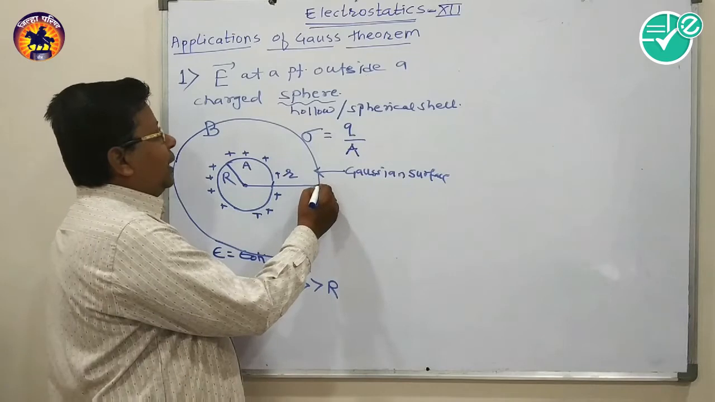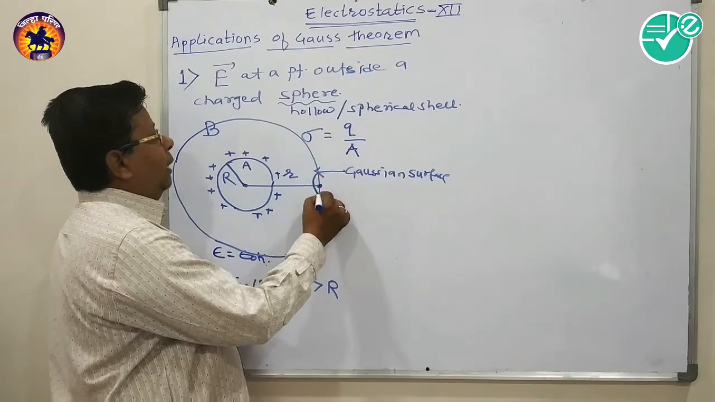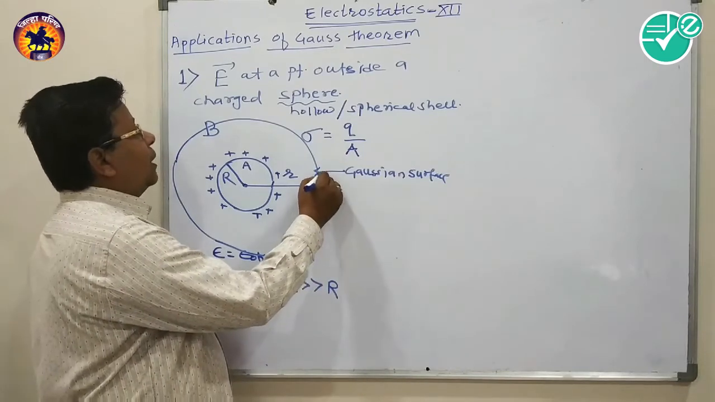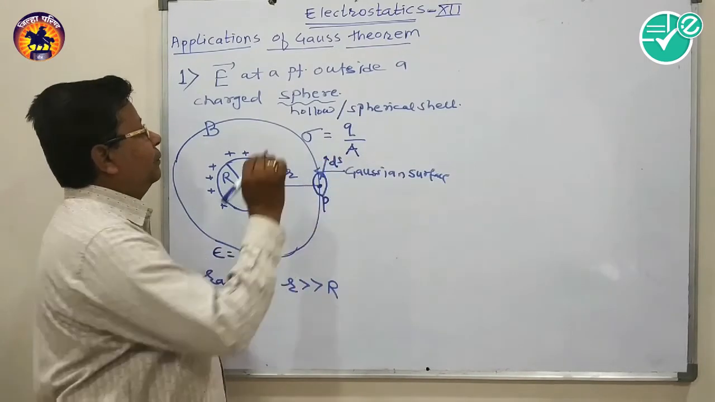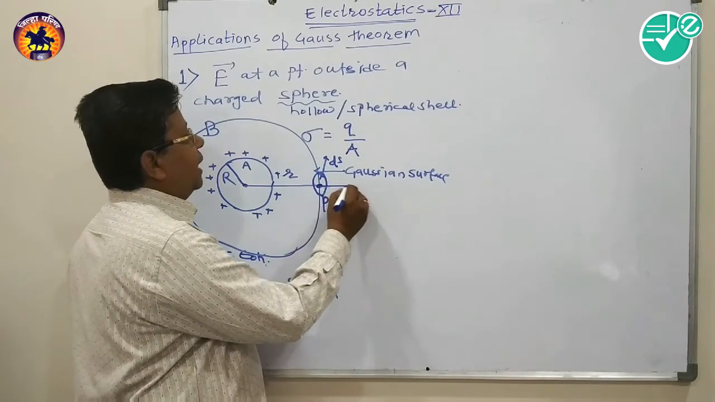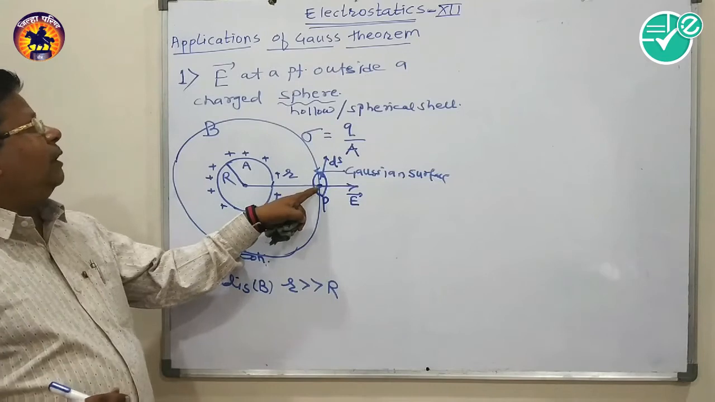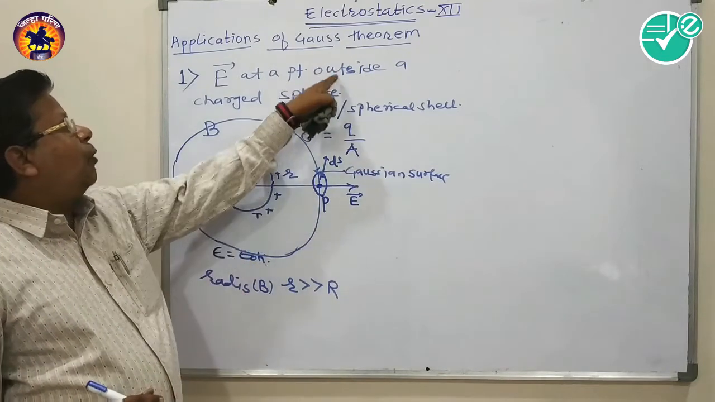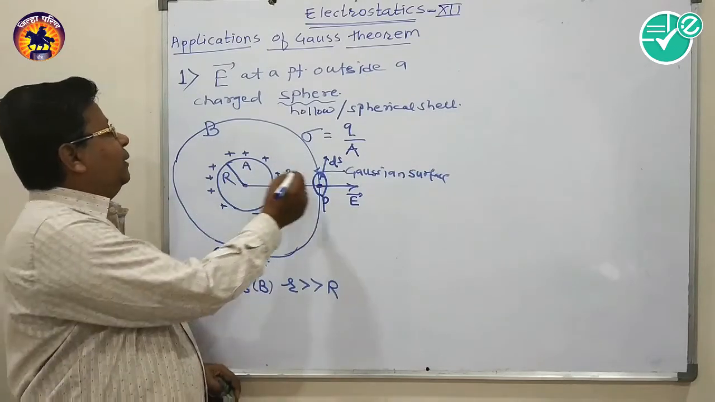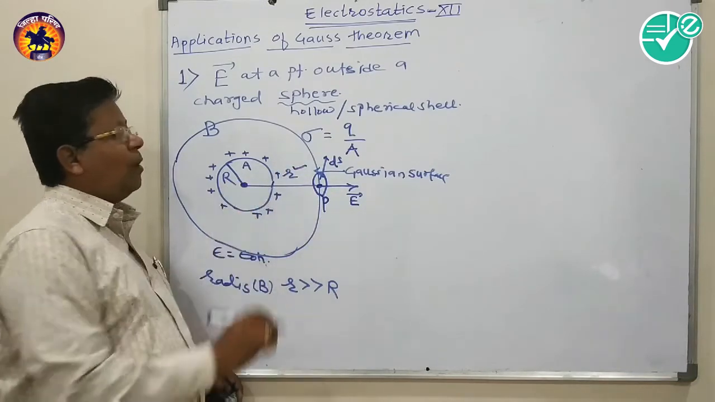Again consider a point P on this Gaussian surface and take a small area ds around this point P, and therefore the electric intensity at point P is directed normally outwards, and we have to find the electric intensity outside a charged sphere A at a point P, and this point P is at a distance of small r from the center of sphere A.